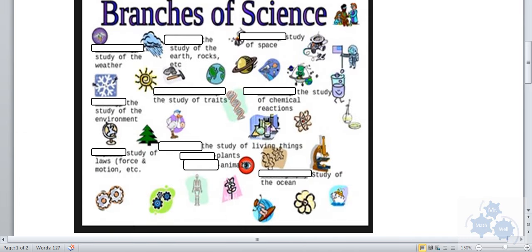Now, in this section here on your handout, it's a little difficult to read maybe, it's a little bit fuzzy, but I'll go through them with you. What we're going to do is name other branches of science here, and I want to see if any of you maybe know these already. So one of the branches of science is the study of weather. Does anyone know what the study of weather would be called?